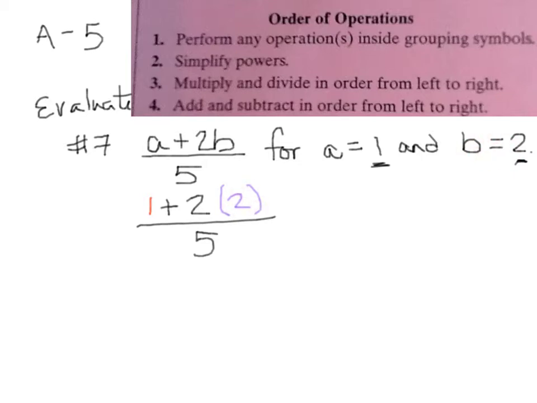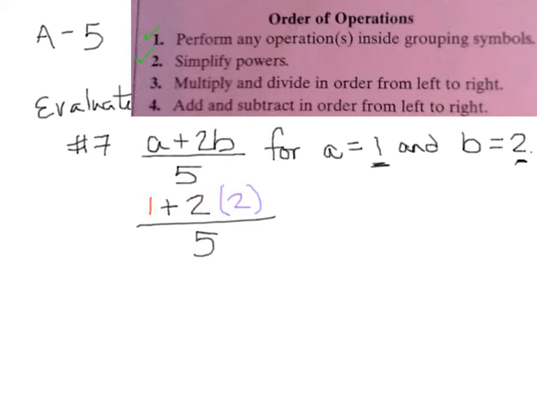All right? Now I've done that part, and I'm going to go through my order of operations. The first one says, perform anything in groupings. In this particular case, I don't have anything in grouping, so that one is done. Then it says to simplify powers. I look: no powers. So I'm done with that one as well. Now I do all my multiplication and division in order from left to right. So I come through here and I say 1 plus 2, oh, here's my multiplication. So that is my next step.